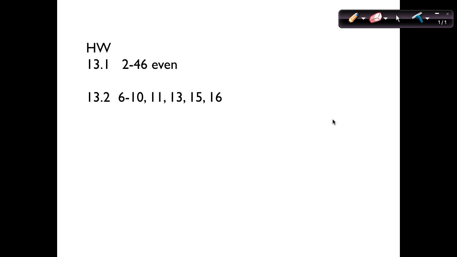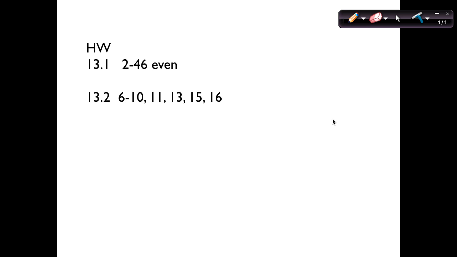From 13.1, a lot of these are short problems, okay? But this is a 5-hour class, so there's gonna be a lot of work to do. So from 13.1 in the exercises, I want you to do 2 through 46 even. And then 13.2, I want you to do 6 through 10, all of them. And then 11, 13, 15, and 16.